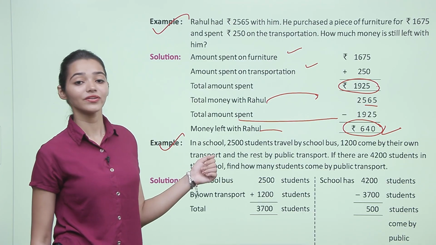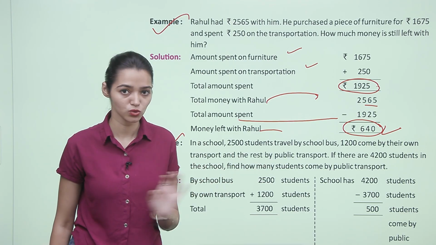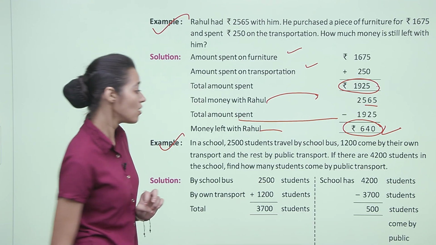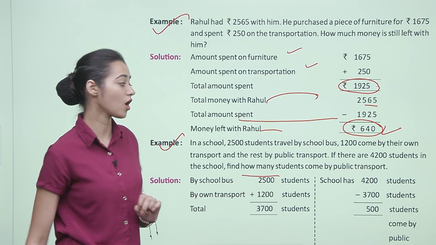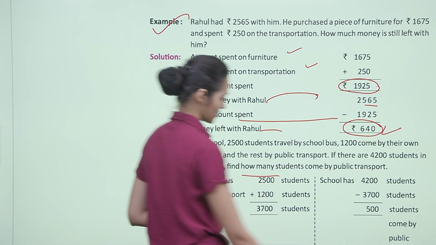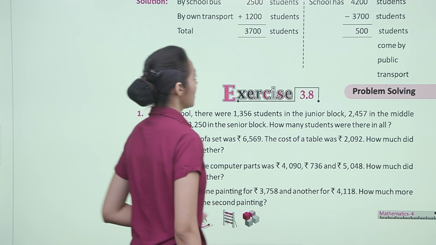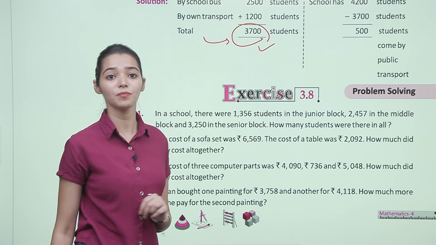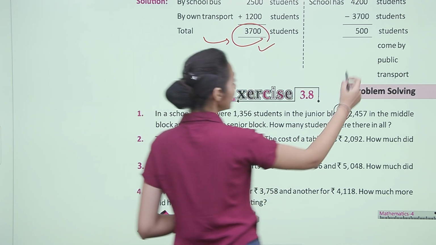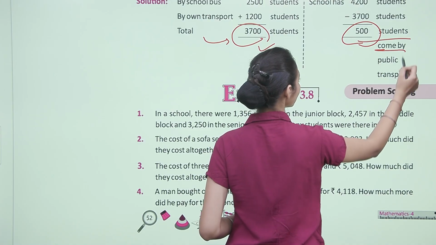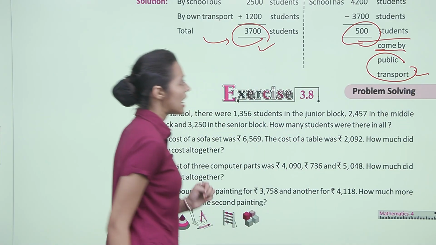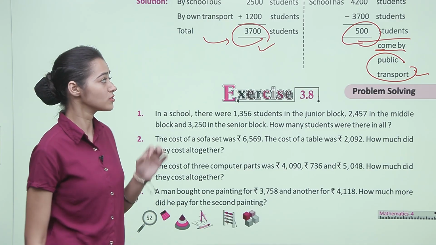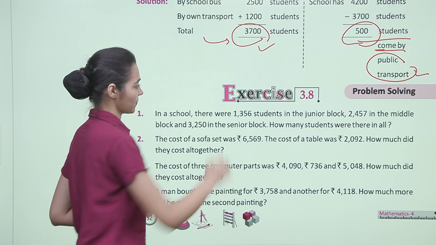Now in the next example, we are given that in a school, this many students travelled by school bus, 1200 came by their own transport and the rest by public transport. If there are 4200 students in the school, find how many students come by public transport. That means by total students that took the bus, that is 3,700, and the school, that means 500 students come by public transport. After finding the difference between the total students and the students by their own transport, 500 students come by public transport.